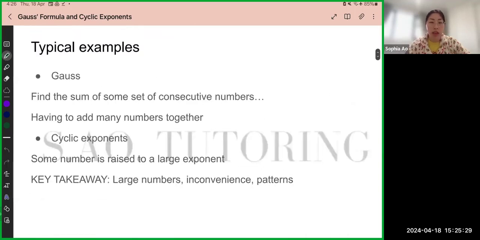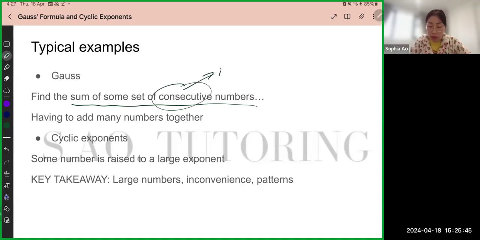So the typical examples where you're going to apply Gauss's formula is usually when a question is phrased something along these lines, or we have to deal with something that asks us to find the sum of some set of consecutive numbers. Consecutive meaning in a row. So if someone asks you to add up 1, 2, 3, 4, all the way up until 100, or someone asks you to add up 20 plus 30 plus 40, so on and so forth. So any situation where you have to add a lot of numbers together, typically them being in a row or them having some sort of pattern together, that's when we're going to use Gauss's formula.